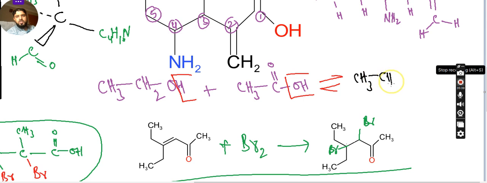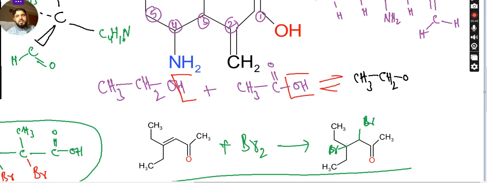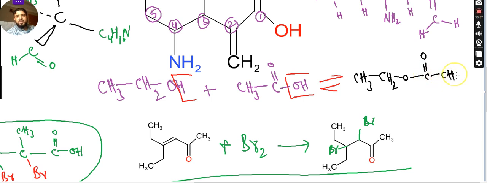CH3, CH2. That bond is broken from here. Now you have to attach it with what? You have to attach it with C double bond O, from where it is broken. And then to the right side, you have CH3 left. That's it. Plus, this H and this OH combine together to make what? H2O. So this is the equation.